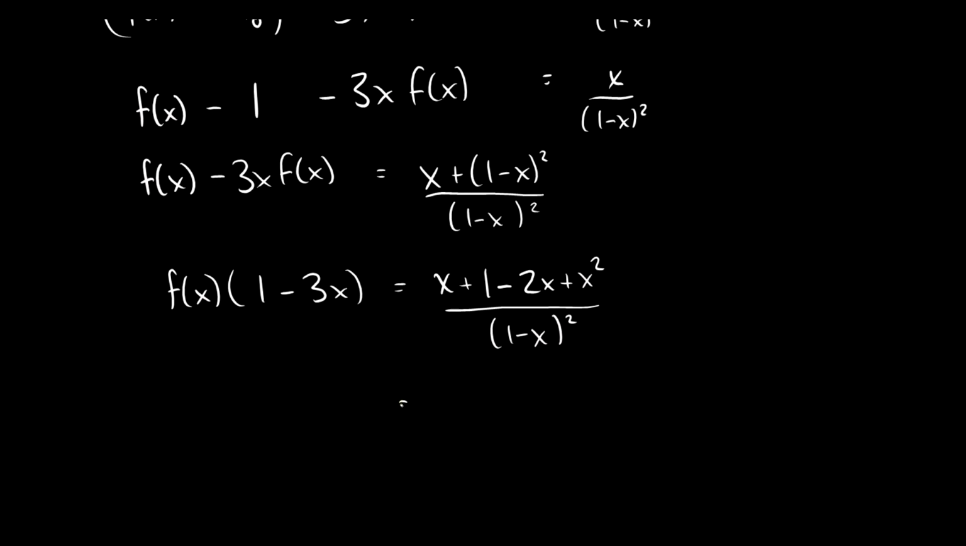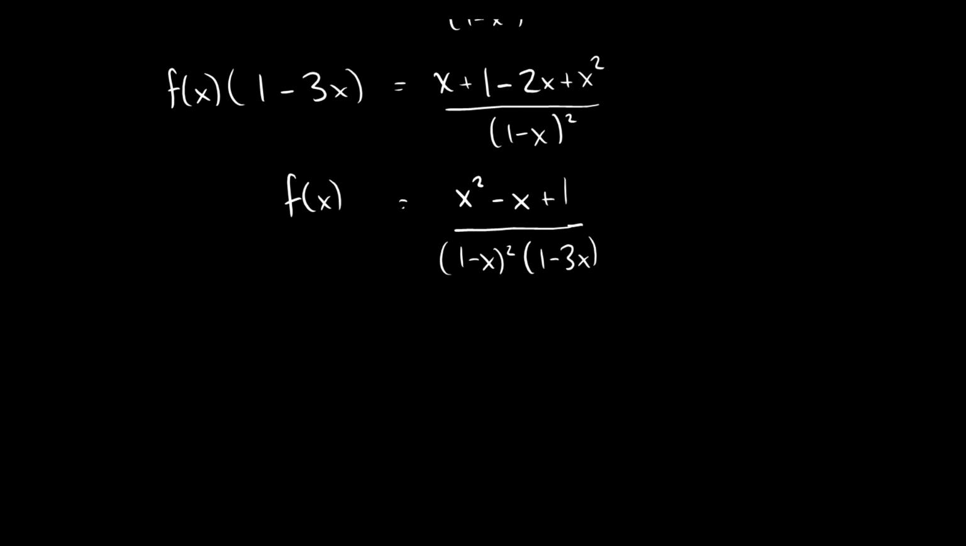Now we can group some like terms on the top, so we get x squared minus x plus 1 over the (1 minus x) all squared, and then we can move this (1 minus 3x) to the bottom. So now we get this solution. Here's the fun part. You remember partial fractions? Well, it's time to do some partial fractions. Can we factor x squared minus x plus 1 nicely? No, we can't, so let's do some partial fractions.